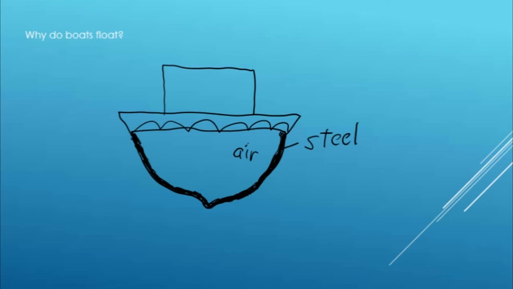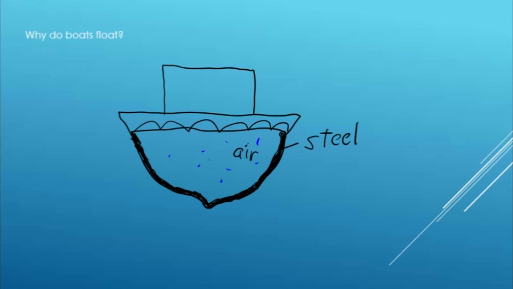Why do boats float? Well, how can a steel boat float? If the boat was solid steel, it would be very dense and heavy and it would sink right to the bottom. But the boat is full of air. We'll say all these are air molecules in here. And the air is not dense at all compared to water. The boat itself displaces a lot of water.